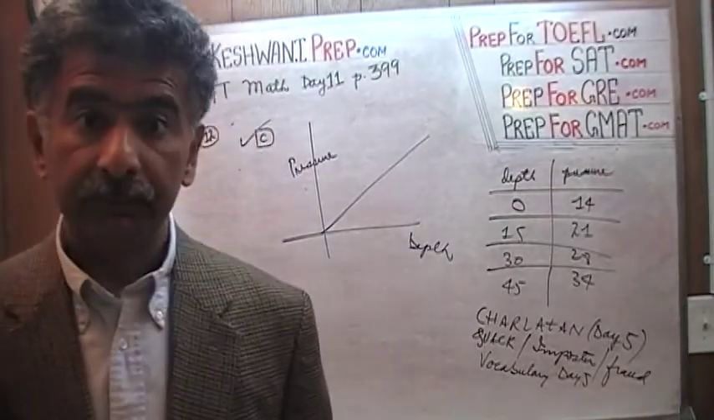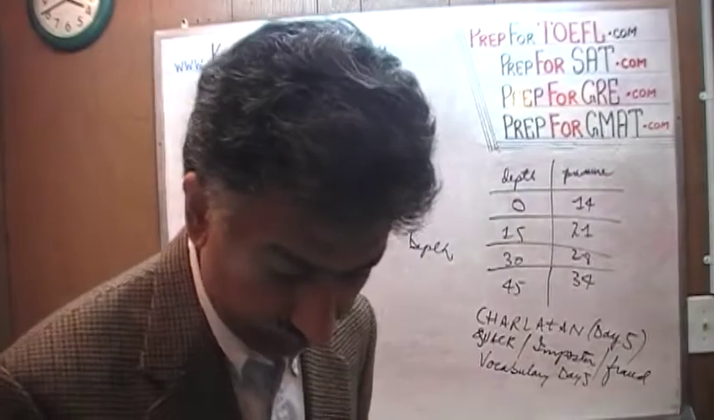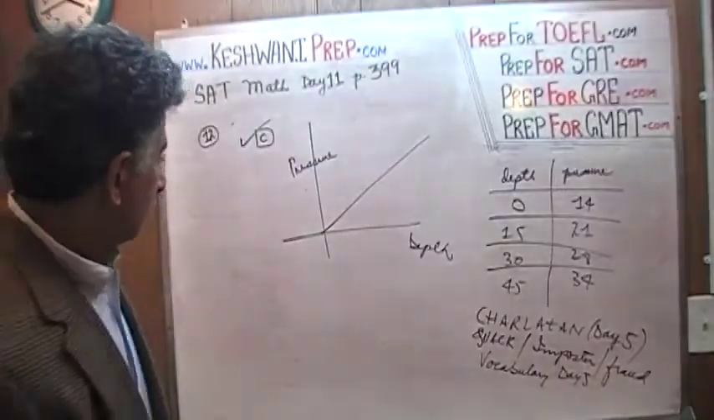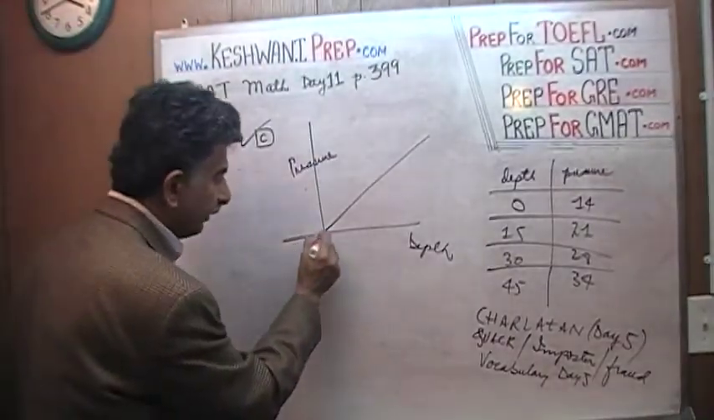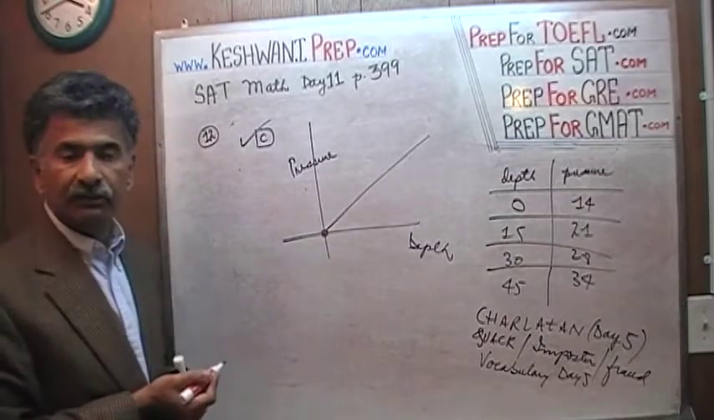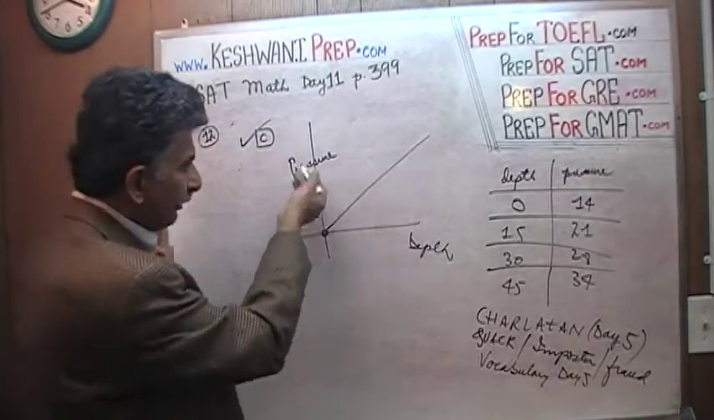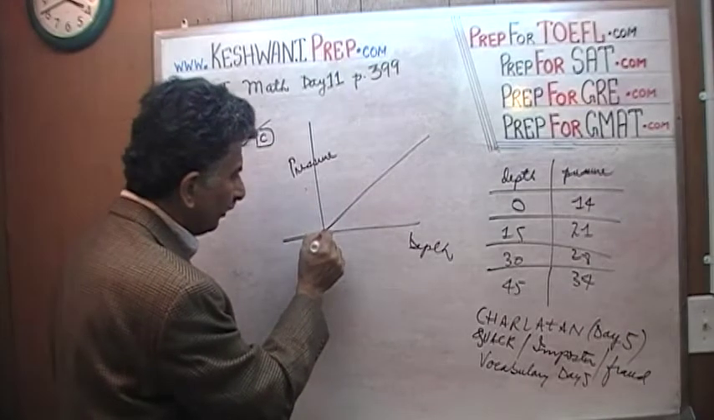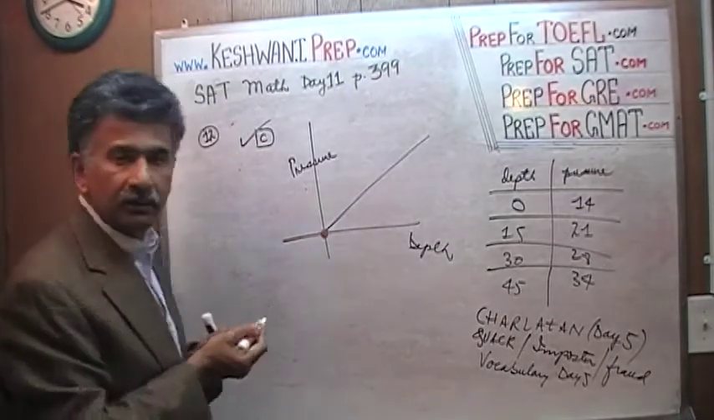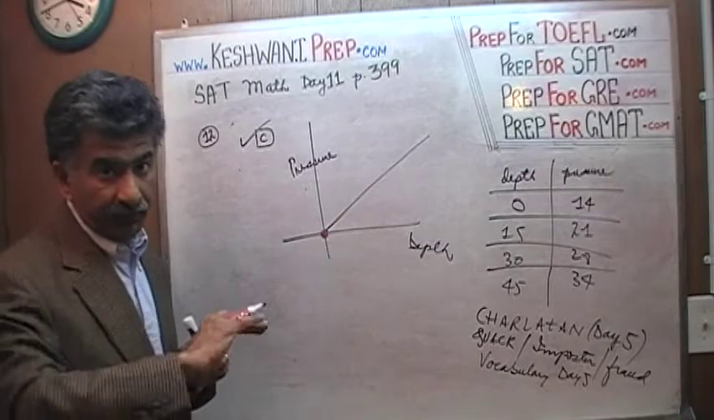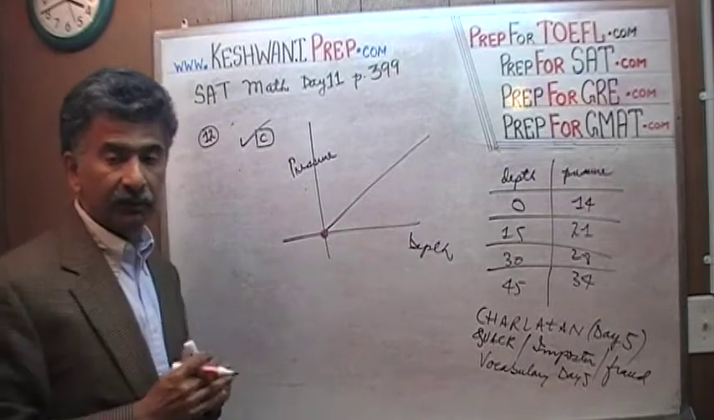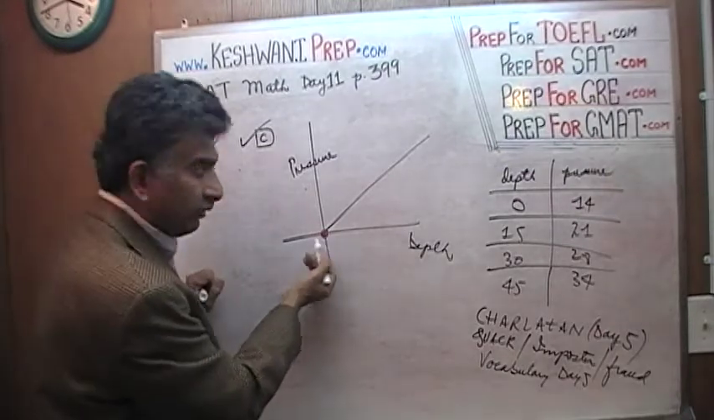Or is it? Stop and think about it for a second. This graph starts at the origin. What does it mean? It means that according to this graph, the pressure is 0 when you're at a 0 depth. Zero depth means when you're at surface level, or sea level, the pressure is 0.